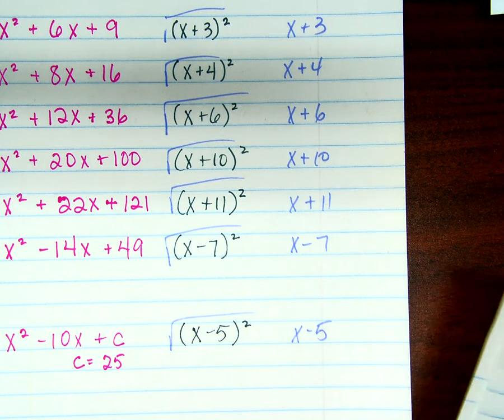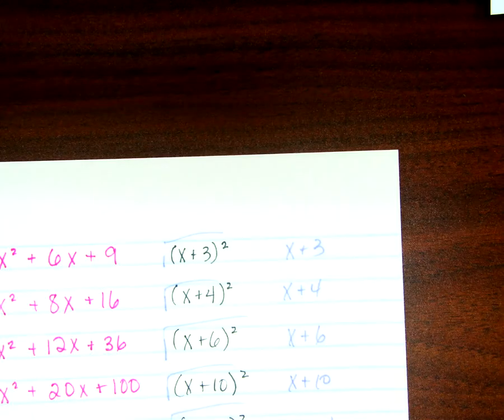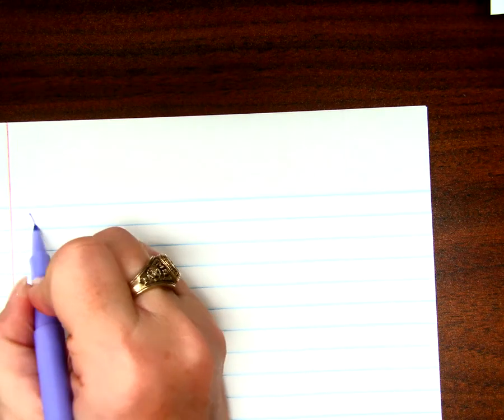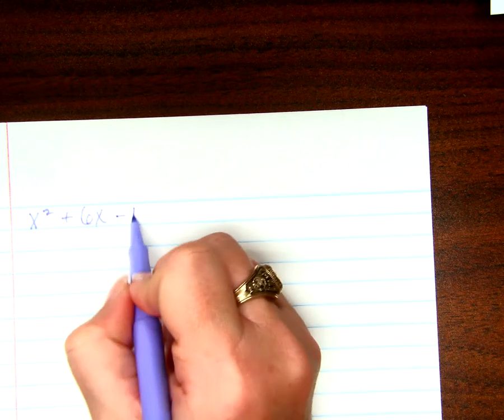You ready? Here's what you're going to be asked to do. Here's a problem in total. X squared plus 6x minus 17 equals 0.